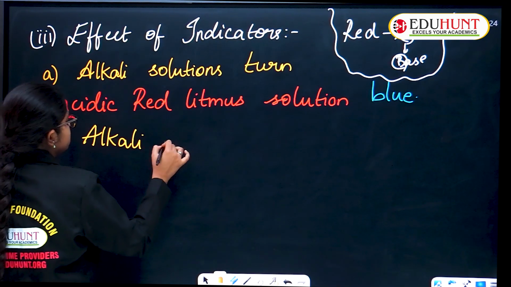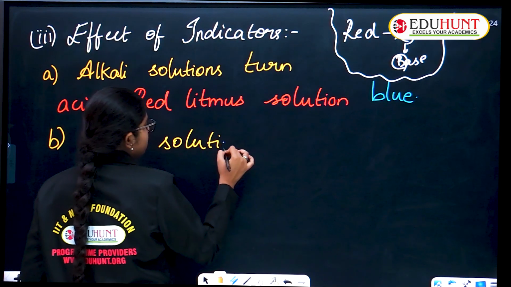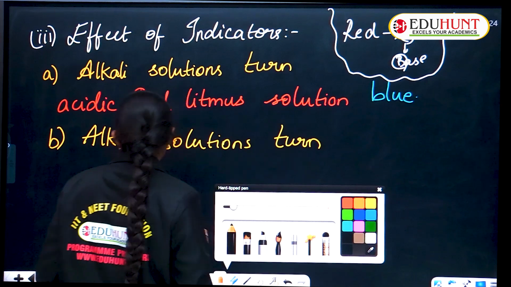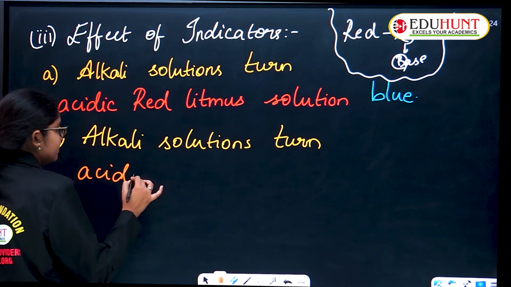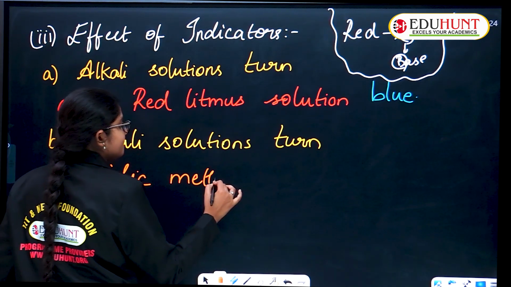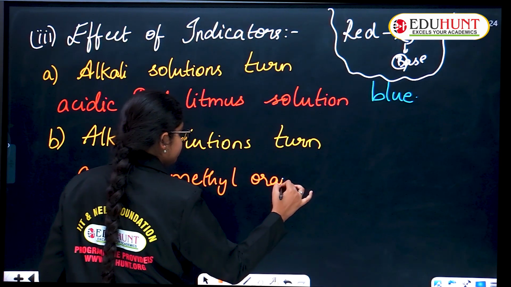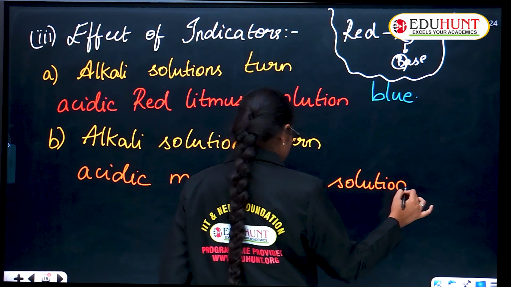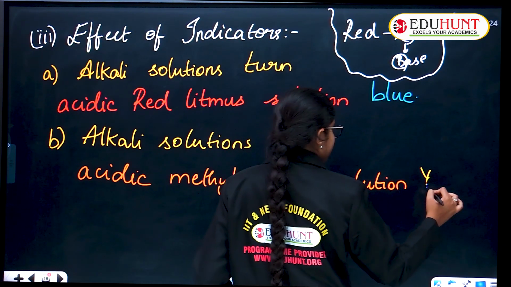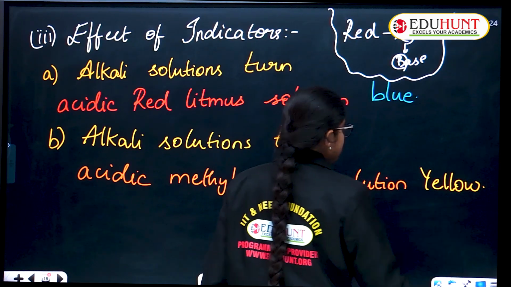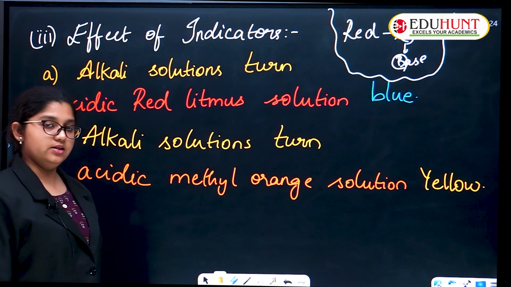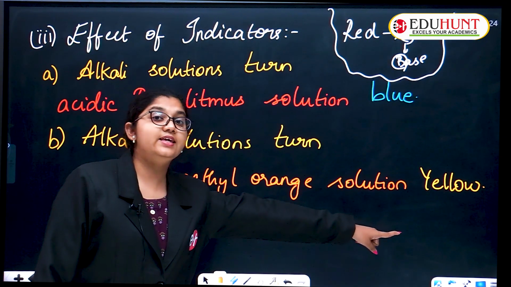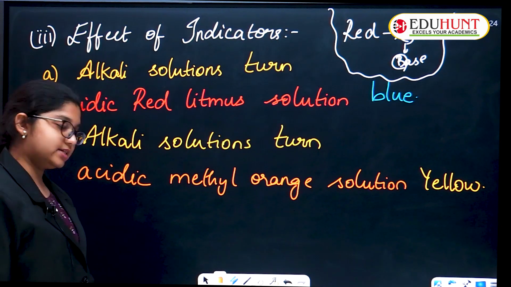Alkali solutions turn acidic methyl orange solution into yellow. What is that, children? Alkali solutions turn acidic methyl orange solution, which color? Into yellow color. Okay, that is the second indicator property.